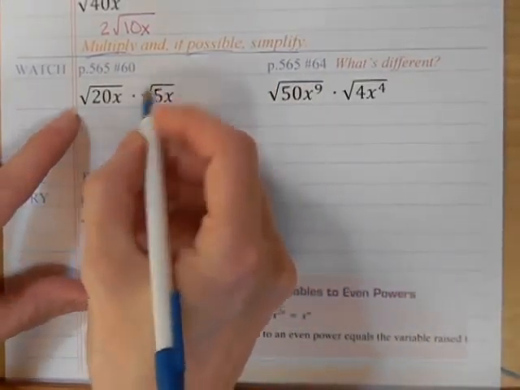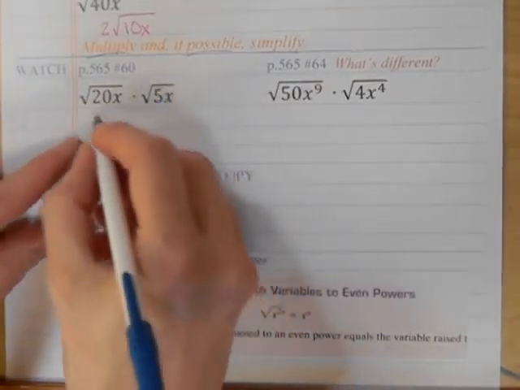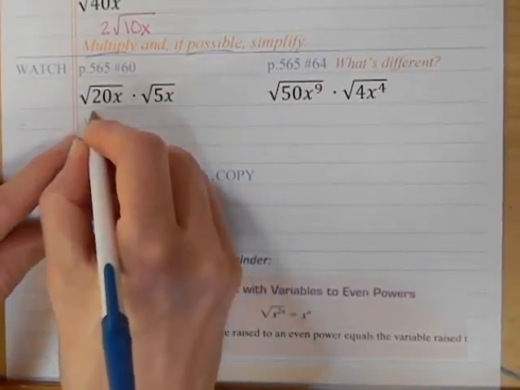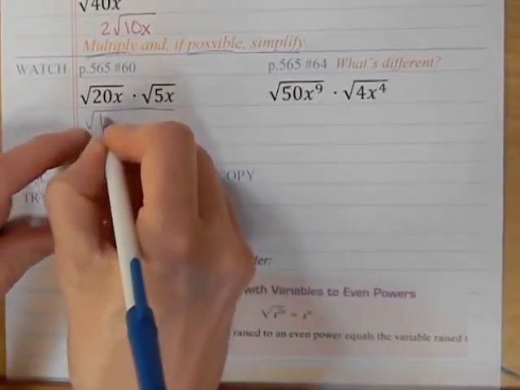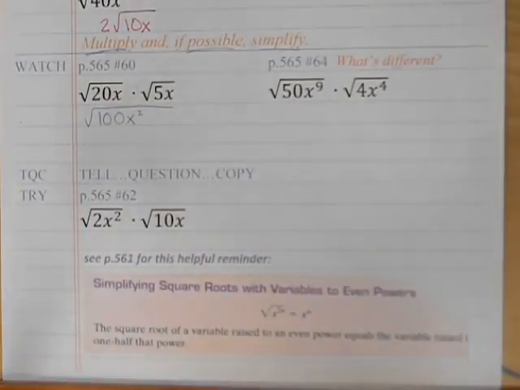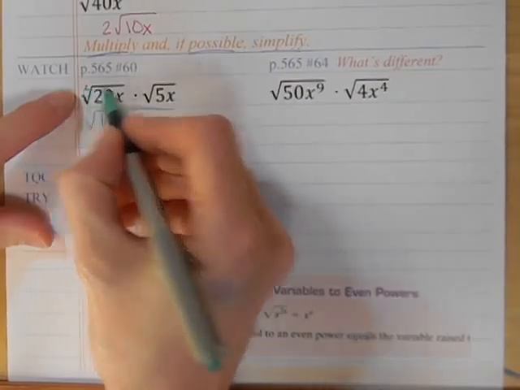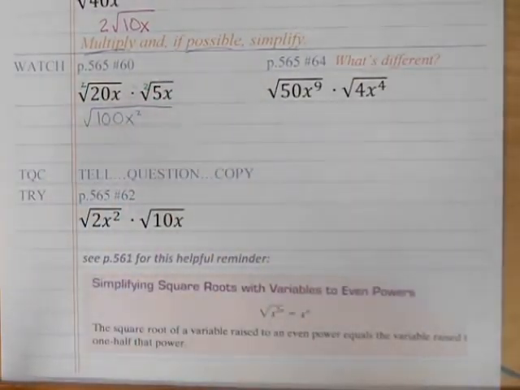So the multiplication part should be fairly easy at this point. Just make one big radical. 20 times 5 is 100. x times x is x squared. And then you look to see if you have roots that you can find. Now we're still dealing with square roots here because you don't see a number, so you assume it's a 2.